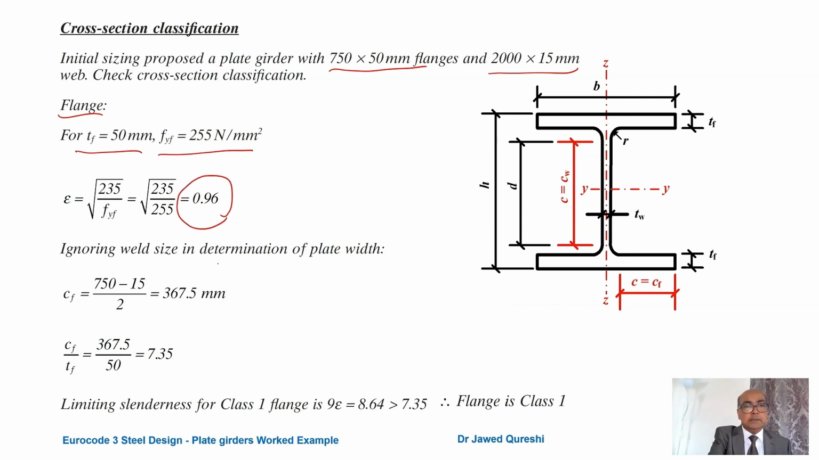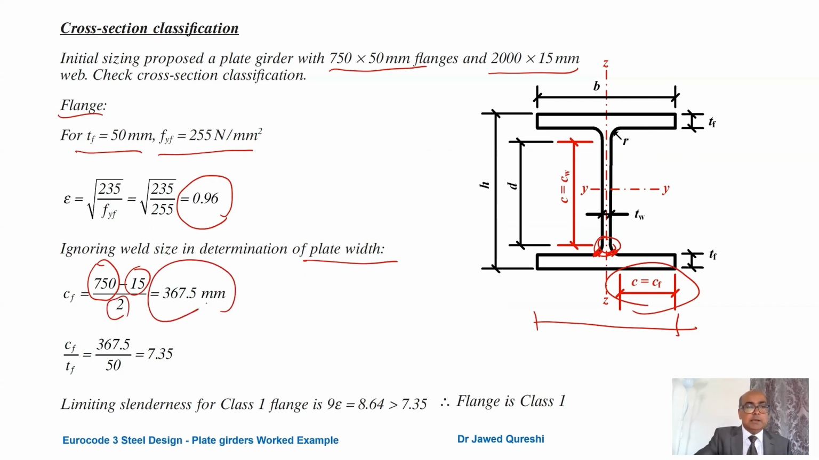Ignoring the weld size for determination of plate width, CF is the width of flat portion of the flange. Here, the entire width is 750. If we subtract the thickness of web, which is 15, and ignore the weld over here, then we can divide by 2 to work out this flat portion. From here, we get 367.5 millimeter. And if we divide it by 50, we get CF over TF, which is 7.35.